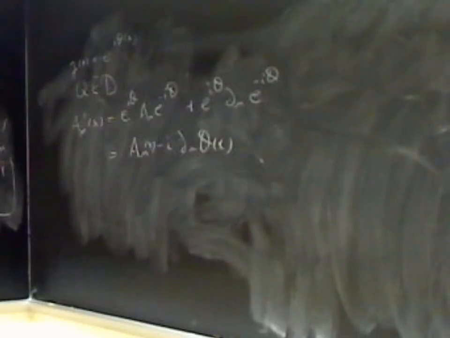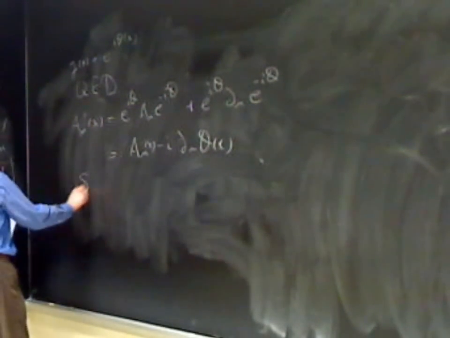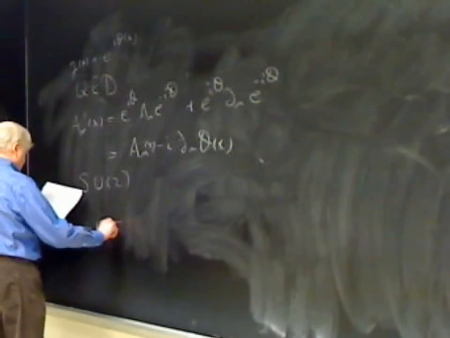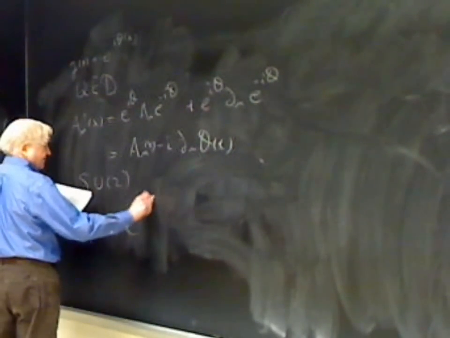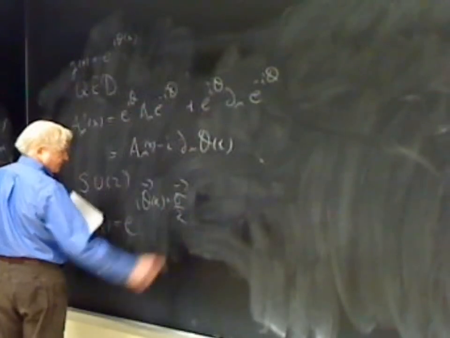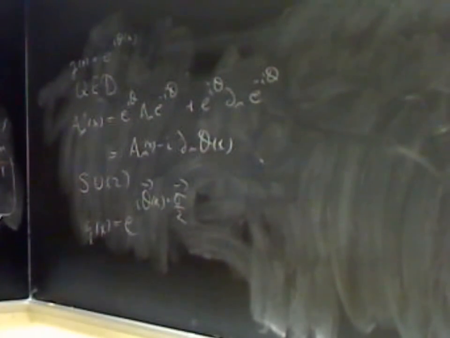In the case of SU(2) gauge theory, then g of x is e to the i theta of x dotted into sigma over 2. That's the conventional way of doing it, and these notes are online. I don't think I should go through the whole thing here.